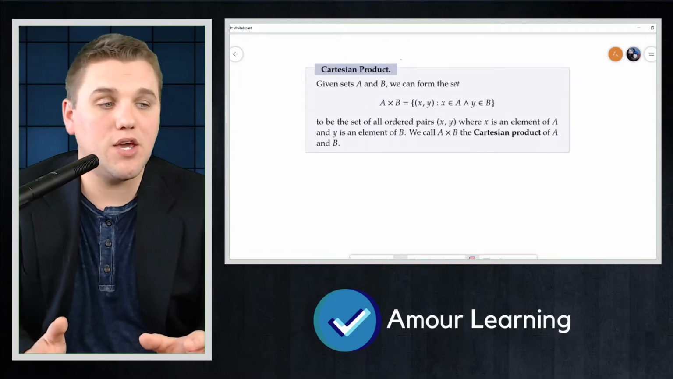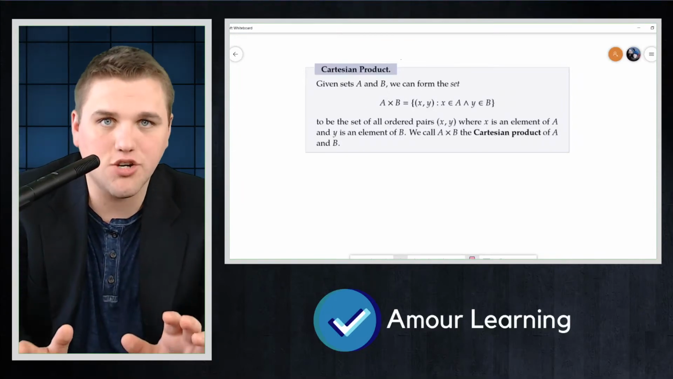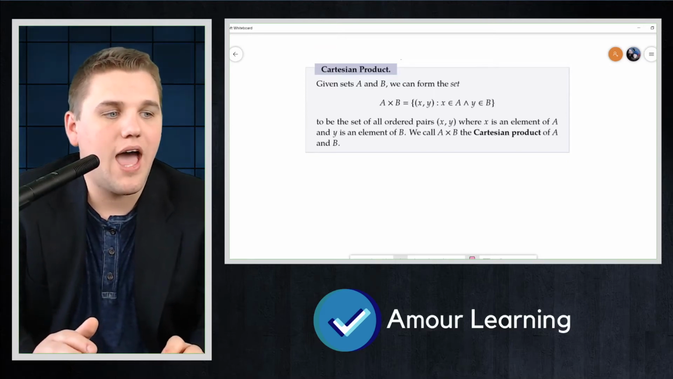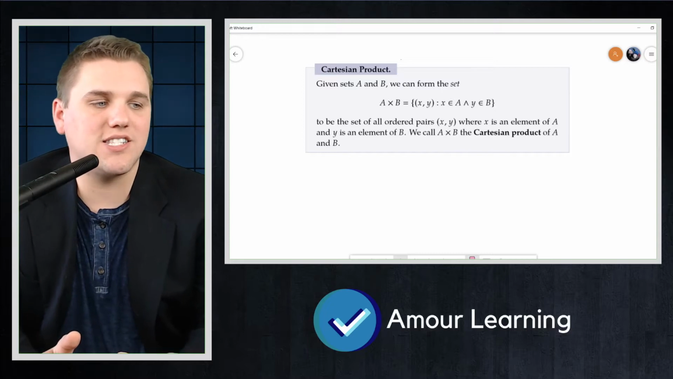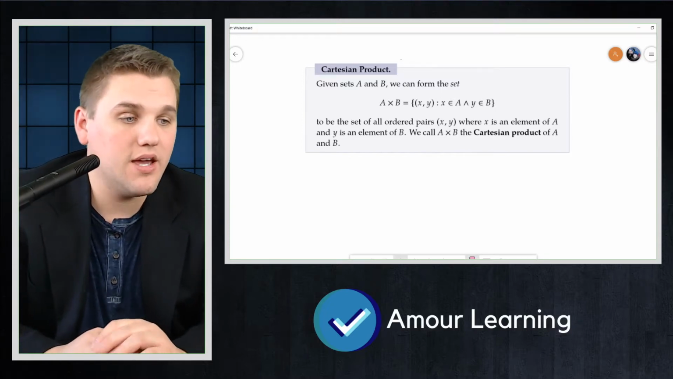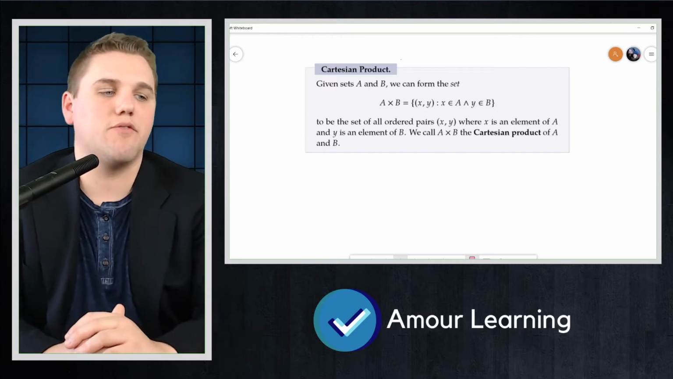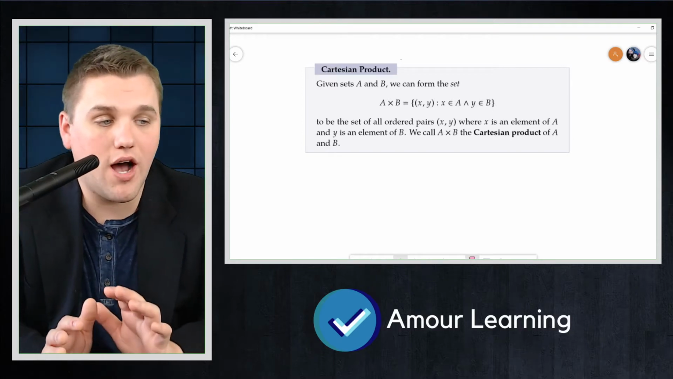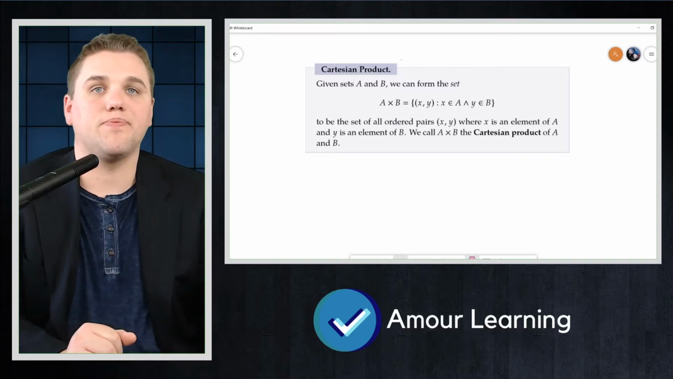Given sets A and B, we can form the set A cross B, or the Cartesian product between A and B, as the set of all coordinates (x, y) such that x is in A and y is in B, to be the set of all ordered pairs (x, y), where x is an element of A and y is an element of B. We call A cross B the Cartesian product of A and B.